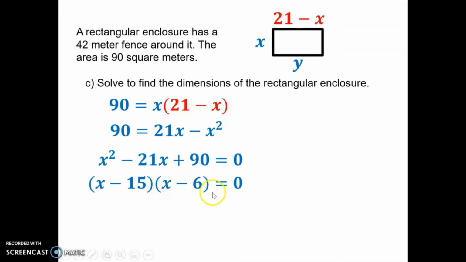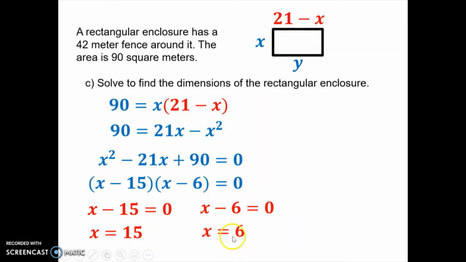Great, now solve each of these using null factor law. Okay, that one is set equal to 0, and this one is also set equal to 0. The answer here is 15. The answer here is 6. We have 2 possible answers for x. So this length here can be either 6 or 15. So what does that tell you about the 2 possibilities for y?